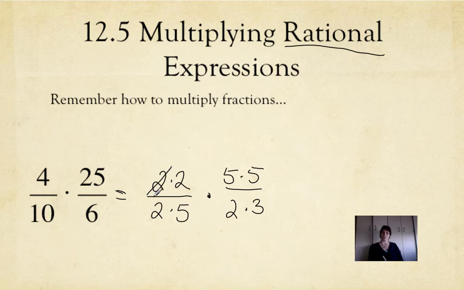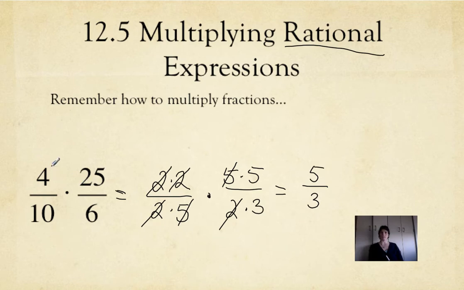So we could say 2 over 2 becomes a 1. But we can also say that 2 over 2 becomes another 1. A 5 over a 5 becomes a 1. And the only things left are 5 and 3. They do not become a 1, so we multiply across. 1 times 1 times 1 times 5 is 5. Multiply across the denominator: 1 times 1 times 1 times 3. And that's where that 5/3 comes from.